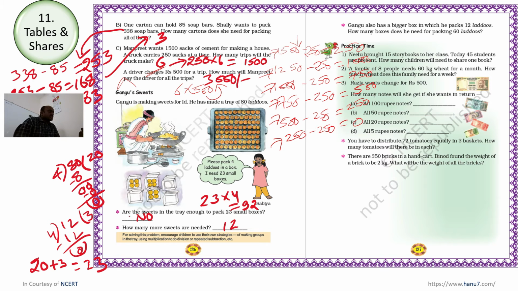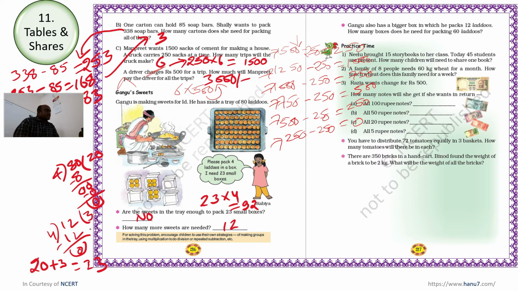So the next question is, are the sweets in the tray enough for 23 small boxes? No, the answer is a big no. You have to tell that they are not at all sufficient. You will hardly get around 20 boxes, not even 20 boxes.